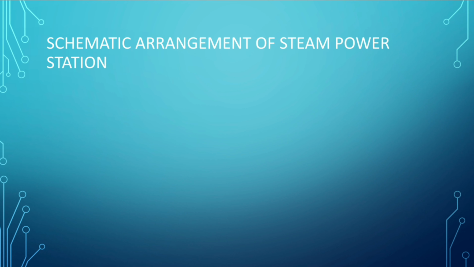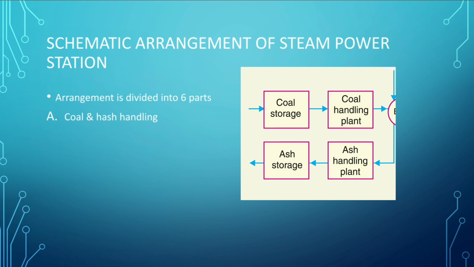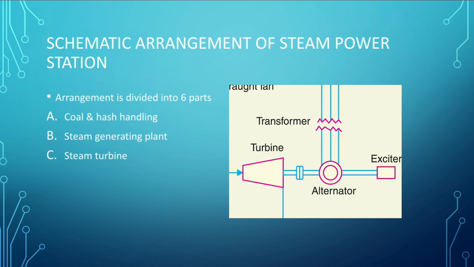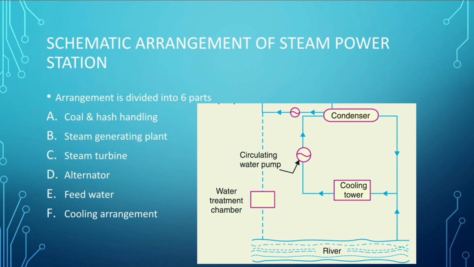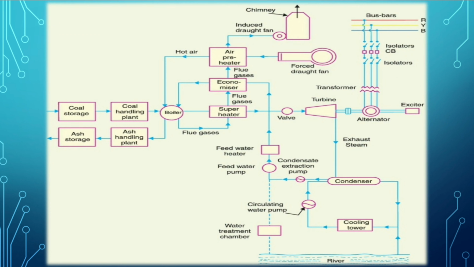Schematic arrangement of steam power stations. The whole arrangement in a steam power station is divided into 6 parts: coal and ash handling, steam generating plant, steam turbine, alternator, feed water, and cooling arrangement. And this is the schematic diagram of a steam or thermal power plant.